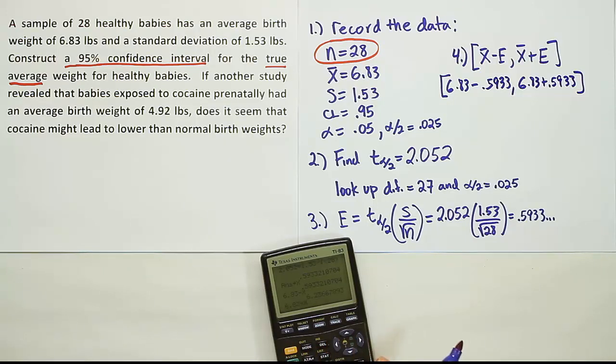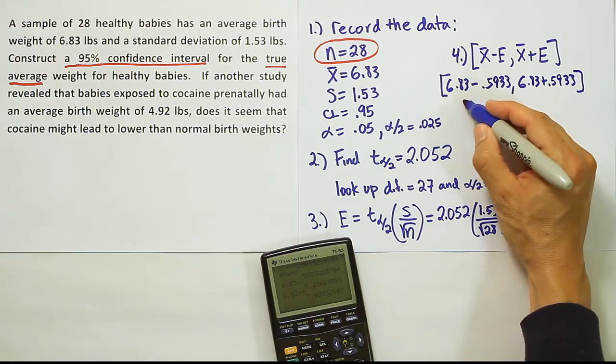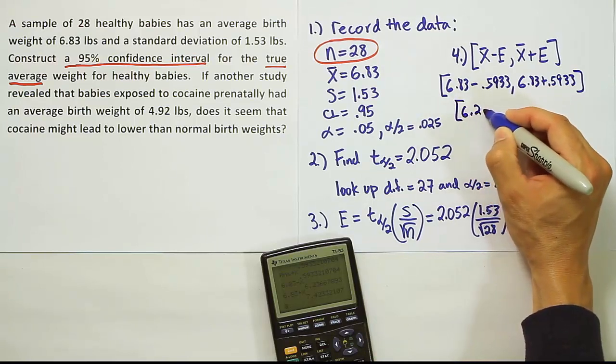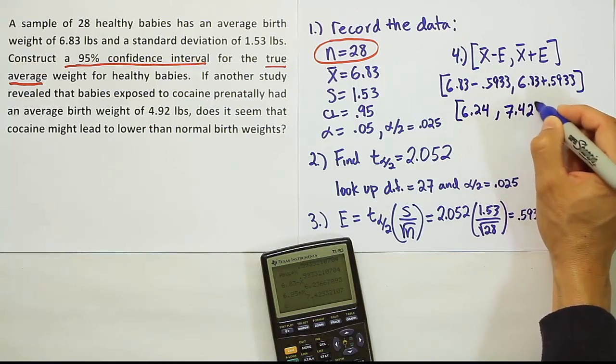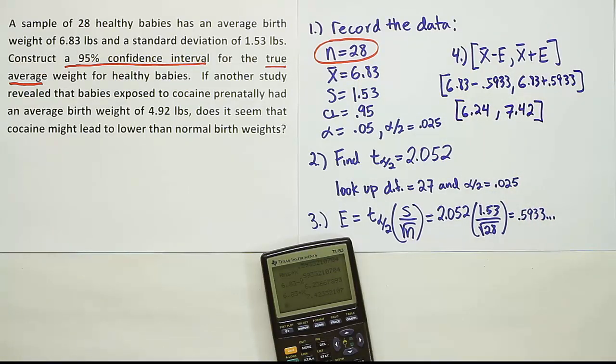When you do that, you get 6.83 minus, I'm using the full value in my calculator, and then 6.83 plus that same error. And you end up with the interval 6.24 pounds to 7.42 pounds. Okay, so that's your interval.